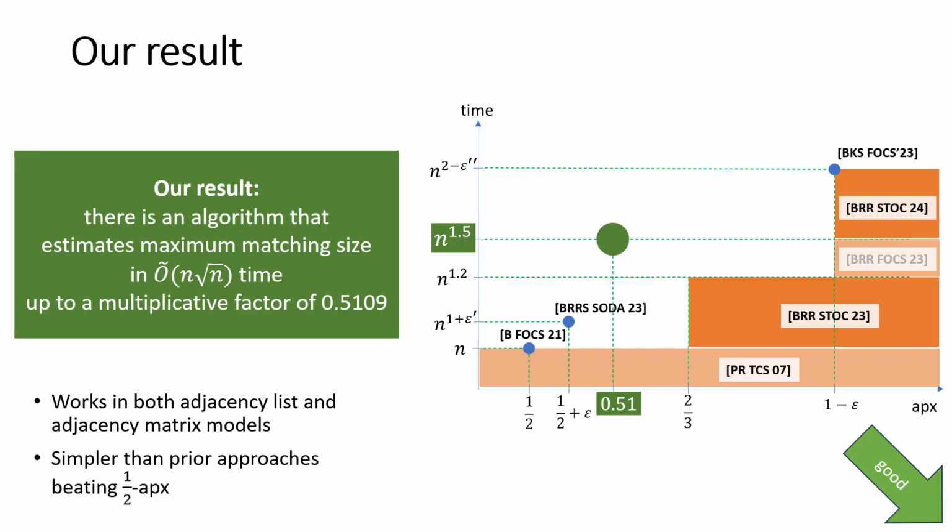In particular, our result is that there is an algorithm that estimates matching size in n to the 1.5 time, and we have an approximation factor of 0.51. Okay. Our algorithm works in both of the models, so both adjacency list and adjacency matrix, and also it's simpler than the prior approaches that beat 1/2. Okay, so that's the result.